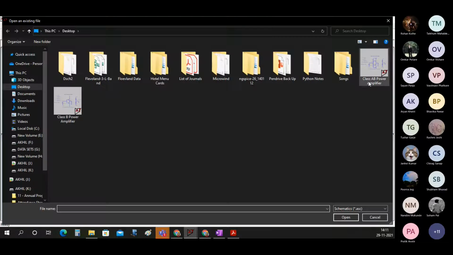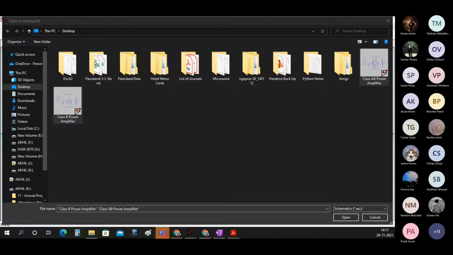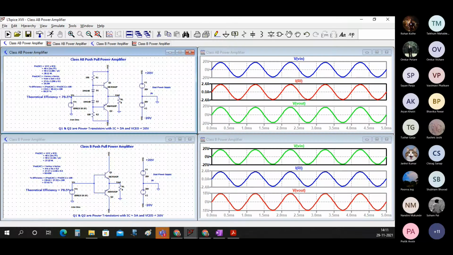Okay, good. So I'll just give you these two files. So can you confirm whether you got it? Yes, Tanvi, very good. Okay, correct. Tanvi has made it perfectly.